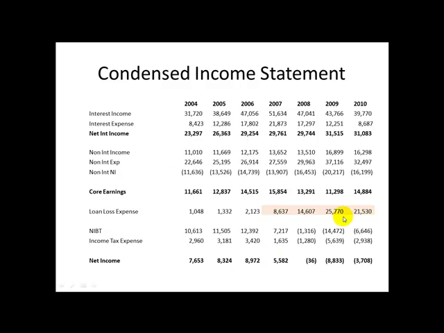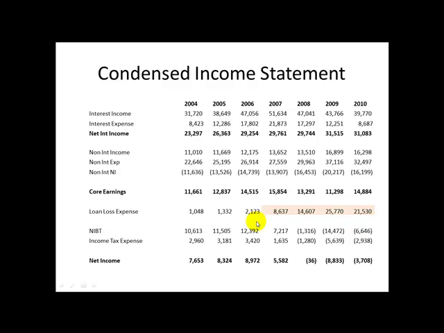you subtract loan loss expense. Loan loss expense is very simple. If loan loss expense is bigger than core earnings, there's going to be a net loss for the year. If loan loss expense is smaller than core earnings, then there's going to be a profit for the year. And as you can see, in '08, '09, and '10, the loan loss expense was higher than the core earnings, so there were losses for the year.